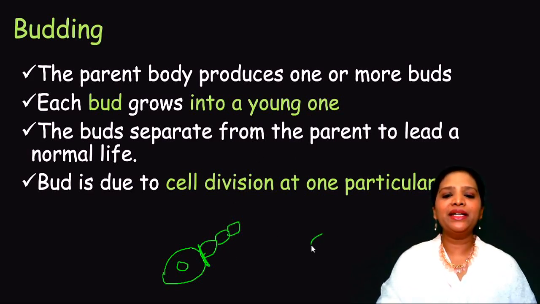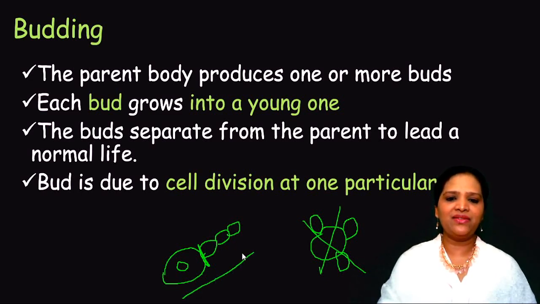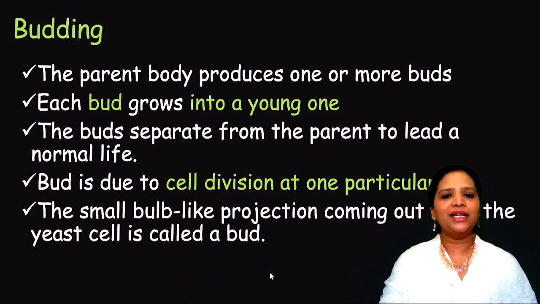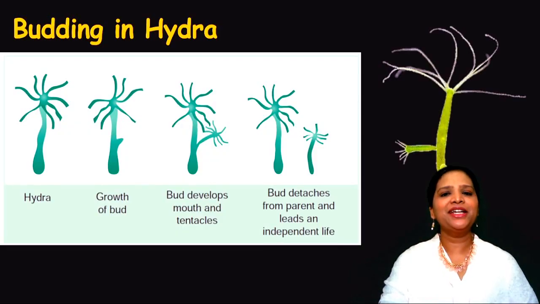This will not happen randomly. For example, if this is a yeast cell, one will not produce a bud here and another bud here, and another bud here, not like this. So once it starts, the cell division will occur at one particular site. This is very important in the yeast cell. The small bulb-like projection which comes out from the yeast is called a bud. We know this, right? That small daughter cell which comes out from the mother is called a bud, right?